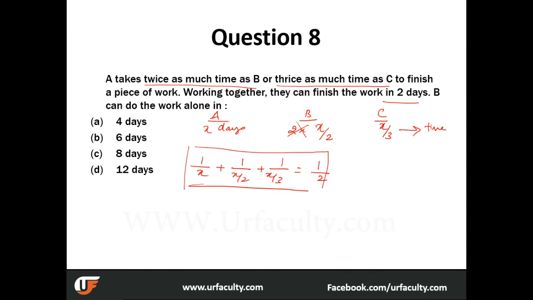If you have still not understood, this question will clearly help you understand what that 2 days means. In one day you can complete half the work. That's what is shown here, right? If you solve this, you just need to bring it up and all that. You'll get x is equal to 12. So if x is equal to 12, b is equal to 6, and c is equal to 12 by 3, 4. So B alone can complete the work in 6 days. I hope you understood this.